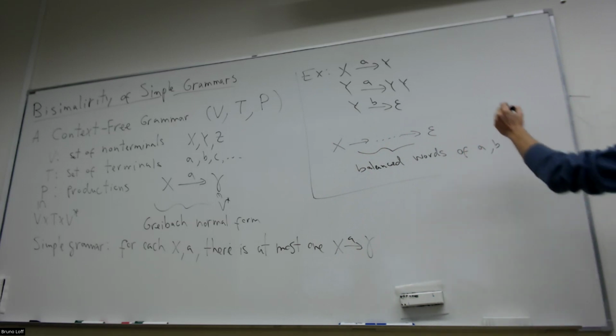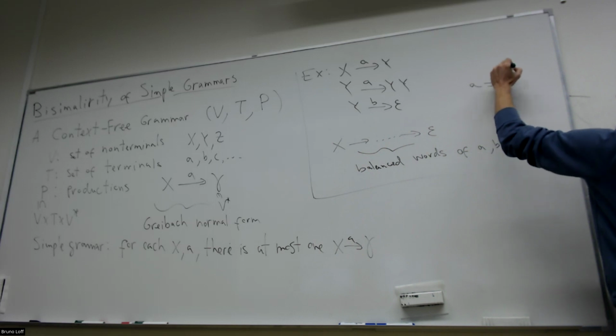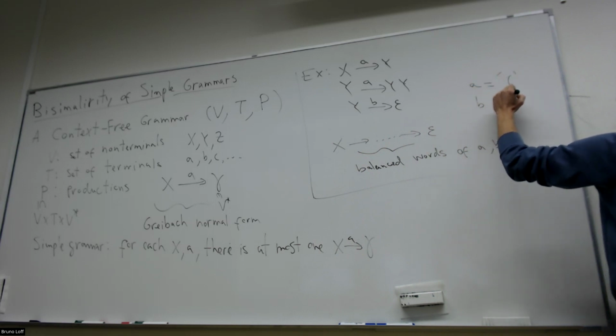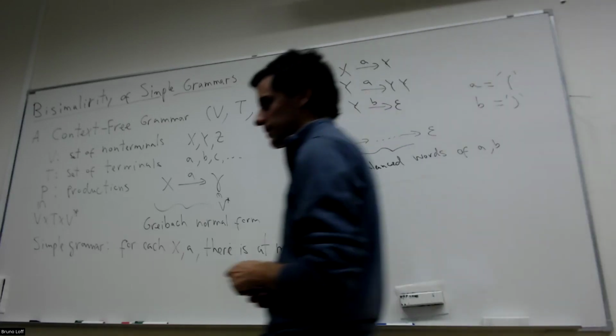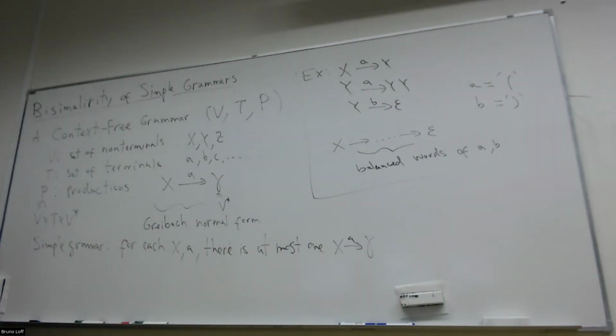And now if you think of A as an open left parenthesis and B as a right parenthesis, this is just like the words of opening and closing parentheses where each left parenthesis is matching a right parenthesis, right? So this is the kind of stuff that you can do with context-free grammars, and in fact it is a simple grammar, because for each X there is at most one transition by A, and for each Y there's at most one by A and one by B. Okay, nice. So now, what is the problem?